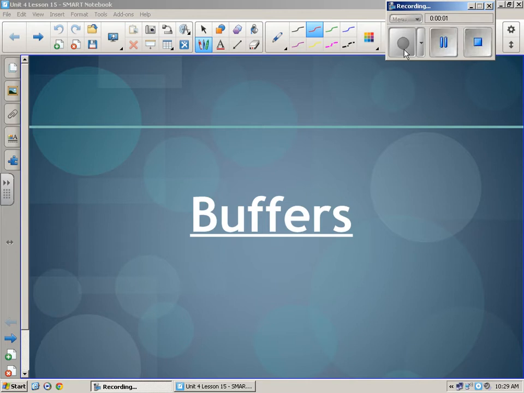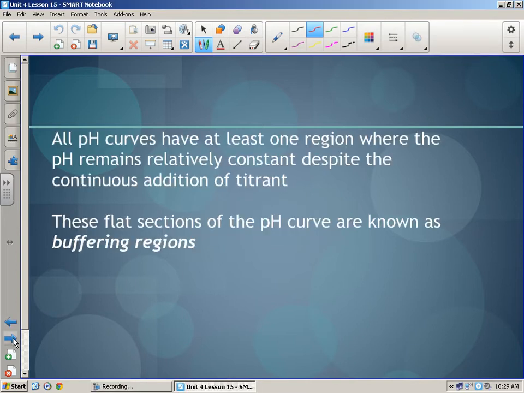About buffers today and buffer regions. All pH curves have at least one region where the pH remains relatively constant despite the continuous addition of a titrant. So you saw this when you did your own lab.